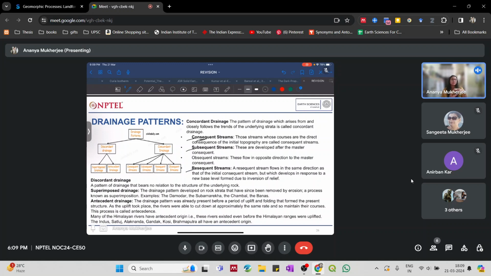So discordant are those drainage patterns which flow in a way that is not resembling the topographic or the structural features of the area or the underlying rock. So you have superimposed drainage patterns and antecedent drainage patterns. Superimposed is, suppose there was a certain drainage pattern that was developed before, but it got eroded. Okay, and the newly developed drainage pattern differs from the eroded drainage pattern.